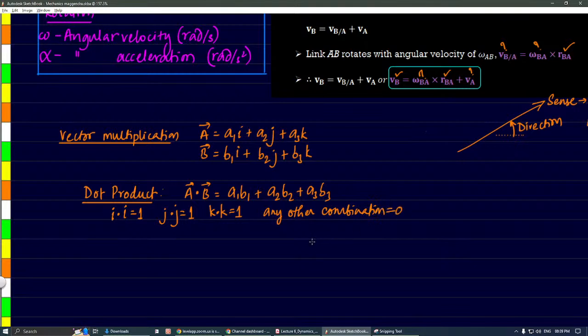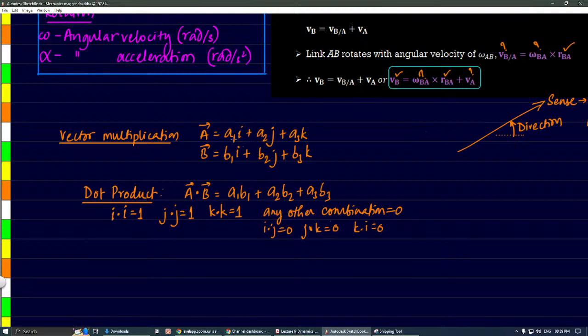Any other combination means the dot product is 0. Let's say I dot J is 0, J dot K is 0, K dot I is 0. This is how the dot product operates.